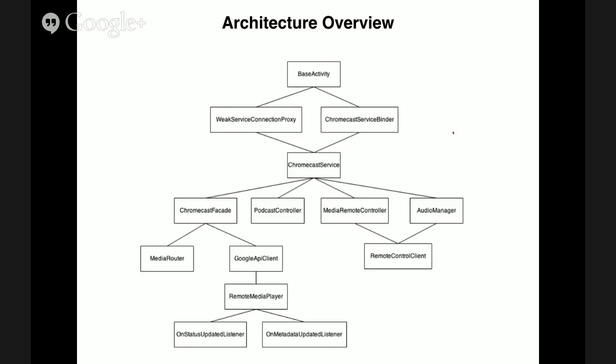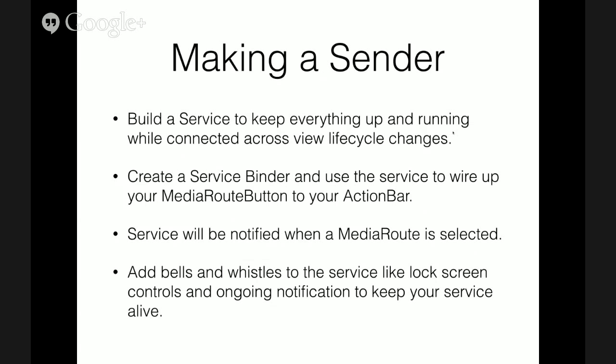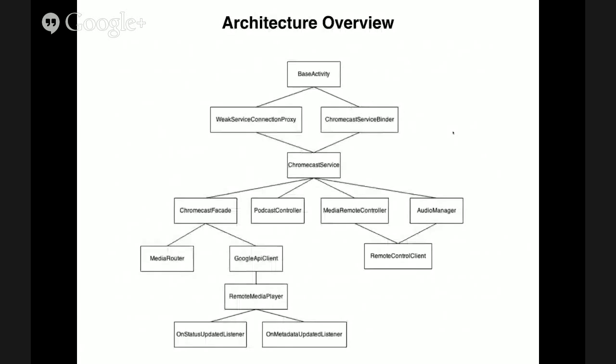On create, it'll bind to the service when it starts up, and then on prepare options menu, it'll make a call through to the service to wire up that special, what is it called? Media route button, and that's what you see in the action bar, and it changes colors and everything. That's just an action view. It comes for free with the APIs. You just have to wire it up on prepare options menu, and then it'll do its thing.